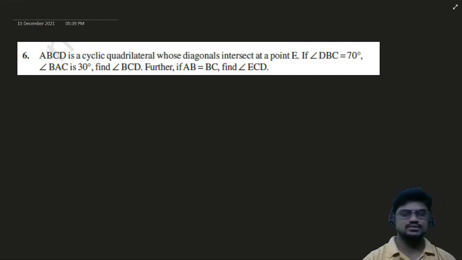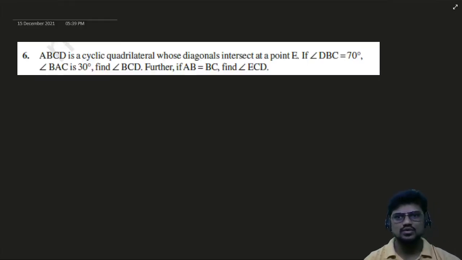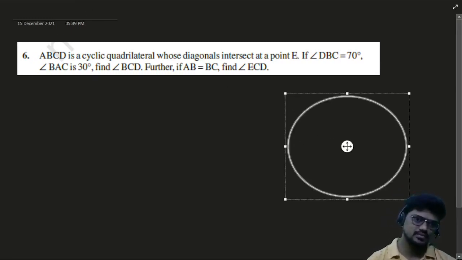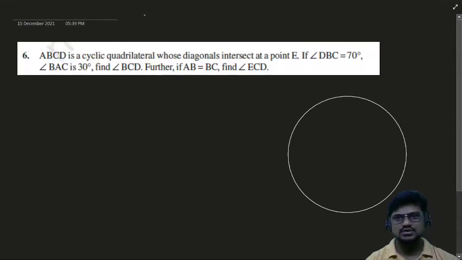Now what they have given in this. ABCD is a cyclic quadrilateral whose diagonals intersect at point E, and if angle DBC is this and BAC is this, you have to find what is angle BCD. Sir, can you show the diagram? The diagram is not given in this. We have to draw the diagram. Okay, sir. Okay, let me check whether the diagram is given. Question number 6, no? Yeah, the diagram is not given. We have to draw the diagram. So what we can do, first we will draw the circle and then we will draw a cyclic quadrilateral into it. Okay, let's draw a cyclic quadrilateral inside.